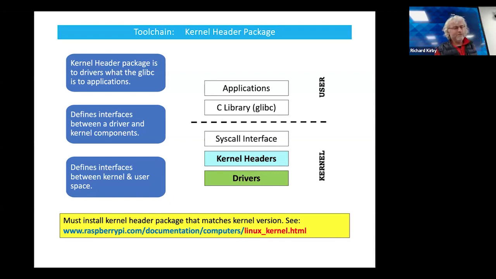For the Raspberry Pi, every couple of years, the way you install it changes a little bit. So when you want to install the header package, the best thing is to go to the Raspberry Pi documentation and head to the Linux kernel documentation. There's always a section in there on how to install the latest headers for the latest Raspberry Pi Linux system.